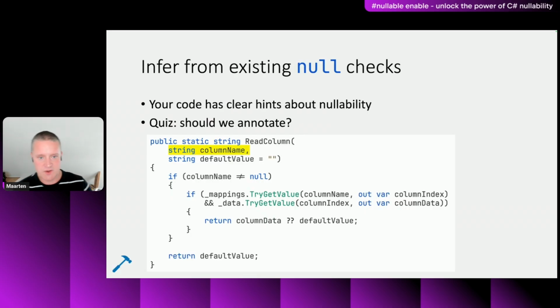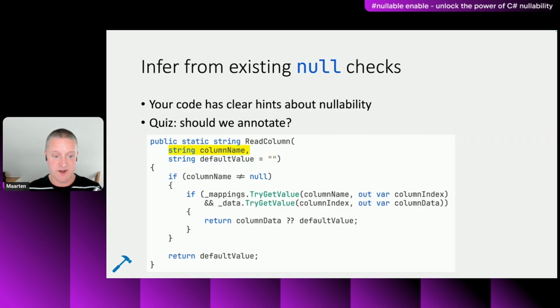If you look at your code, you will also find that there's very often places where you can infer from existing null checks what the annotation should be. So if you look at this code where we are reading a column from a CSV file, you will see that the column name is currently annotated as being non-nullable. But is that actually true? Should we annotate this or not?